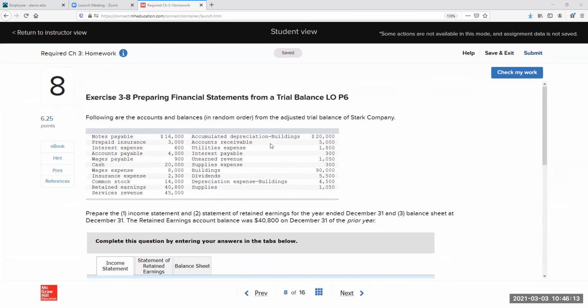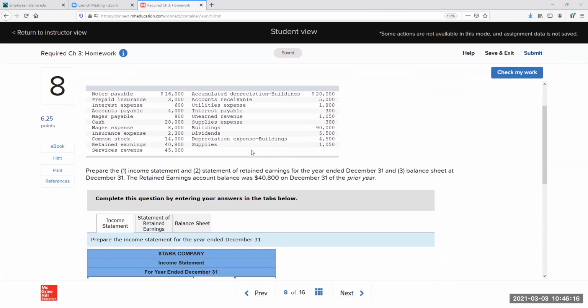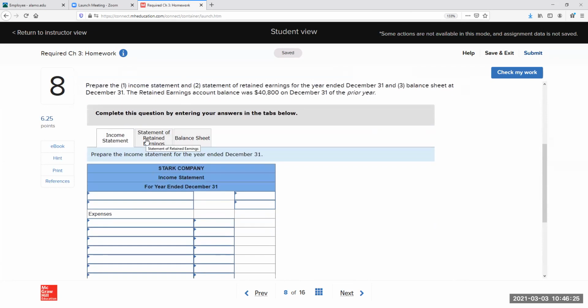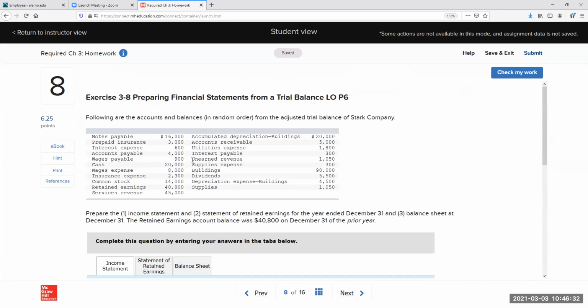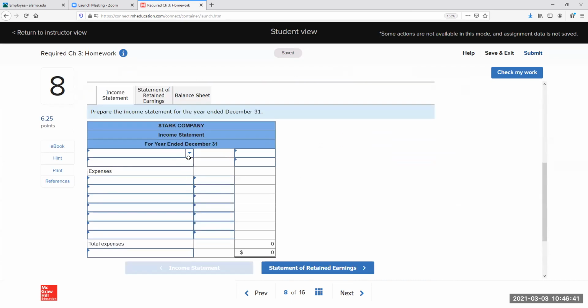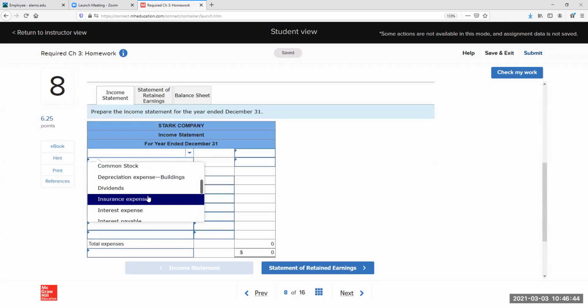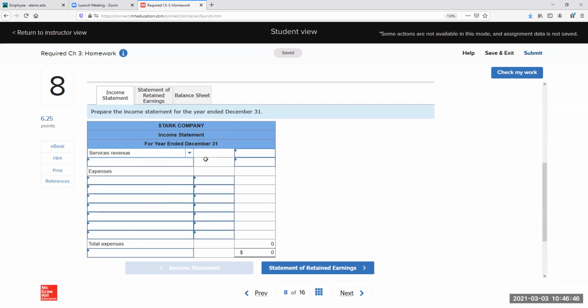Preparing a financial statement from a trial balance. This is exactly what you did on the midterm, except here, they got it all mixed up. They didn't give it to you in order like we created it. And they want you to do a statement of retained earnings and balance sheet. So you should be able to do this, but you've got to go find the revenue first. Oh, unearned revenue. Oh, no, that's a liability. Do they have any revenue? Oh, service revenue right there. Service revenue, 45,000. So this is just like the midterm.